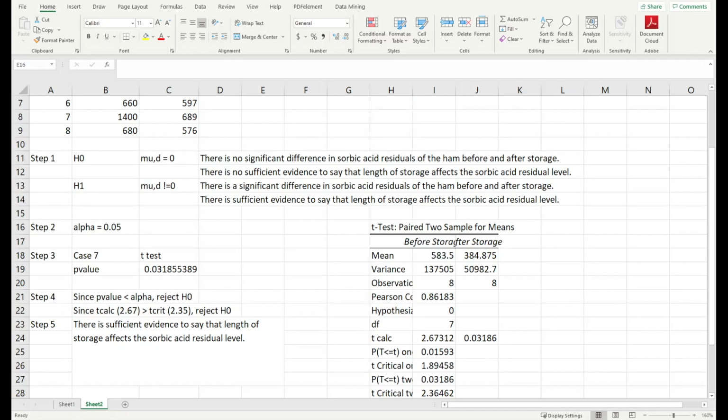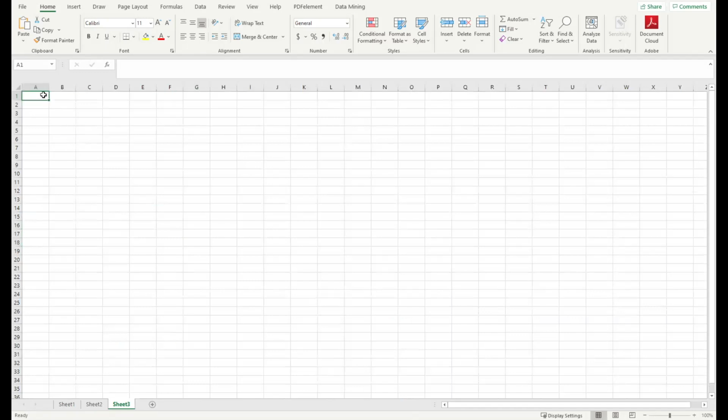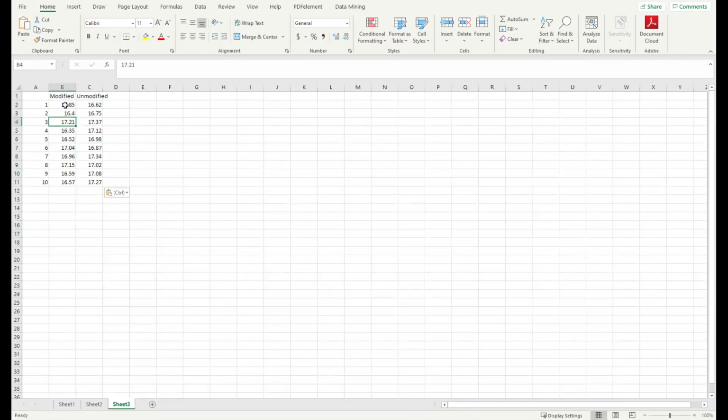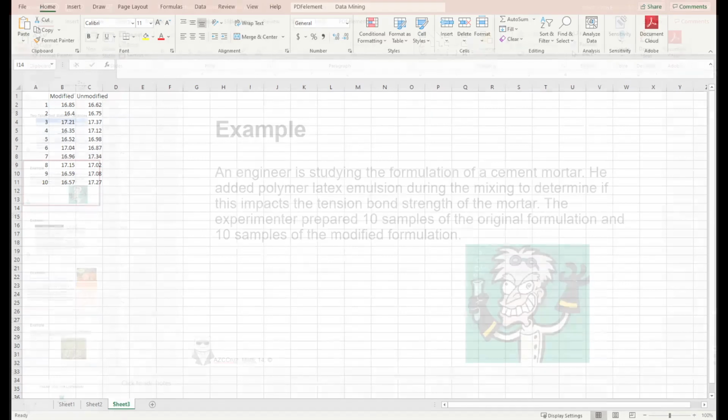Ito. Maganda to, class. Ito, dalawa yung ano natin, no? I think we can do this in 10 minutes, no? Okay. So ito, meron tayong two data sets. Merong modified and unmodified. So meron tayong nilagay na formulation para sa cement mortar to. And let me just transition dito na.